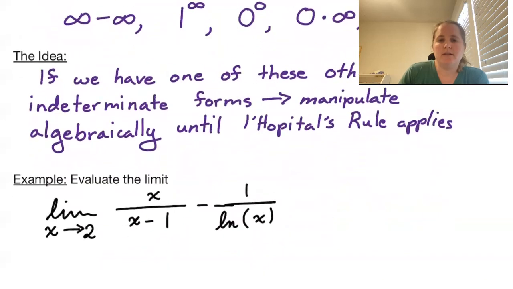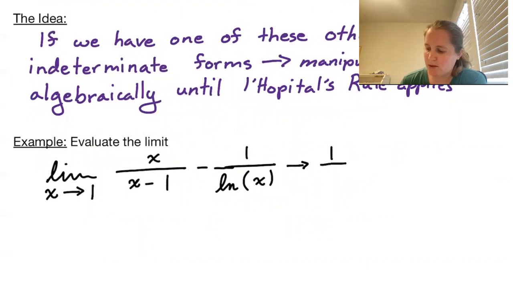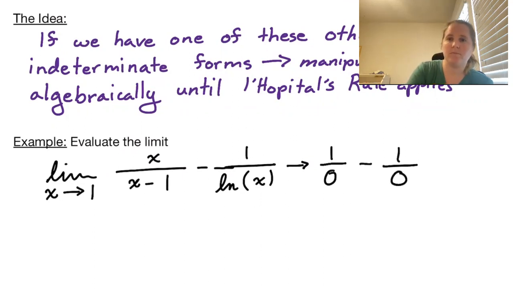So let's go ahead and consider the limit. Oh, sorry, this should be the limit as x goes to 1. I changed the problems as I was writing this. So let's go ahead and evaluate the limit as x goes to 1 of x over x minus 1 minus 1 over natural log of x. So if we plug in 1, we'd be looking at 1 over 1 minus 1, which is 0, minus 1 over natural log of 1, which is also 0. So this is a case where we're looking at infinity minus infinity.